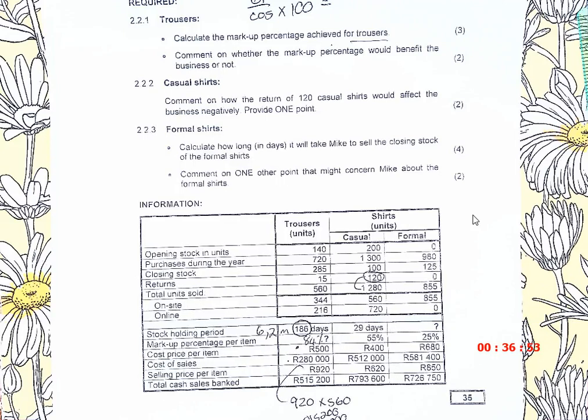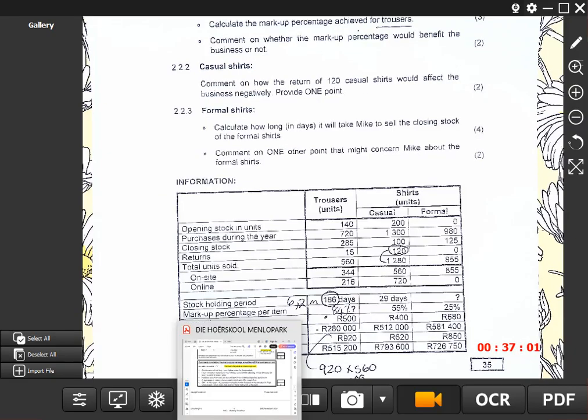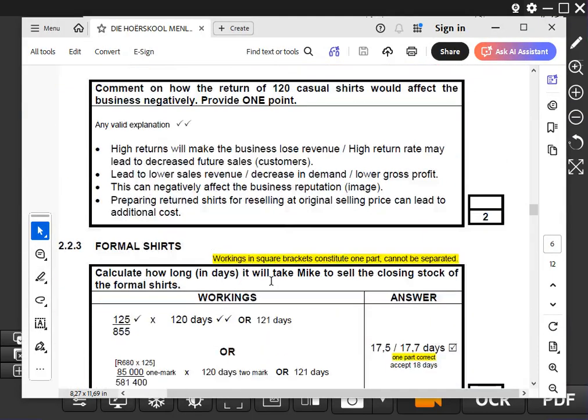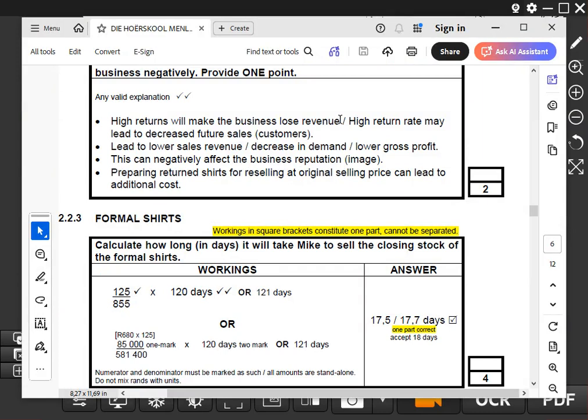Just think buyers' heads. If a lot of stock is returned, what are customers going to think? Defective. High return will let you lose revenue. What's revenue? Income. Okay? It may lead to slower sales. It can negatively affect our image.